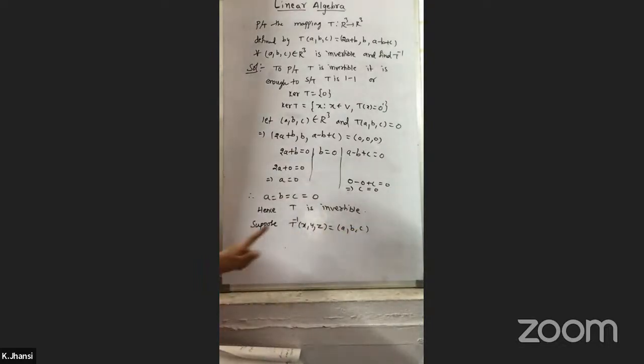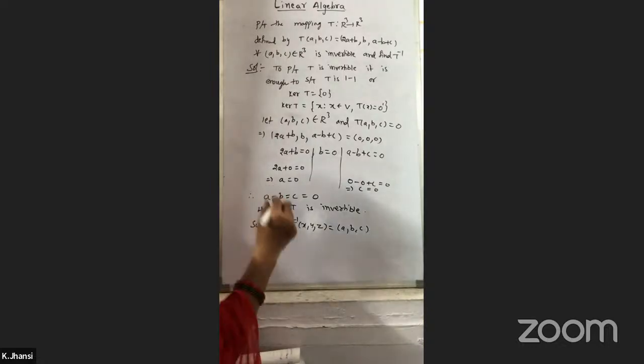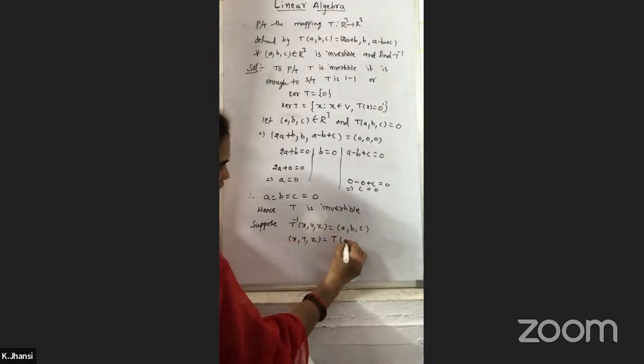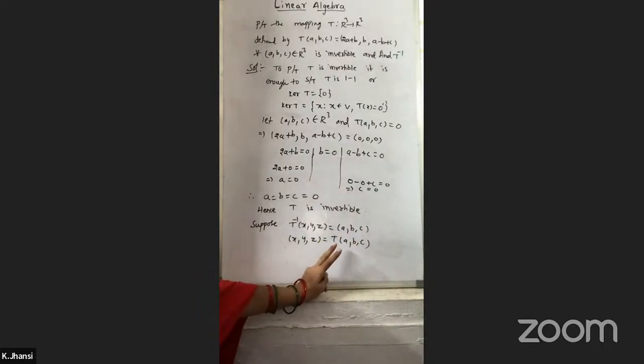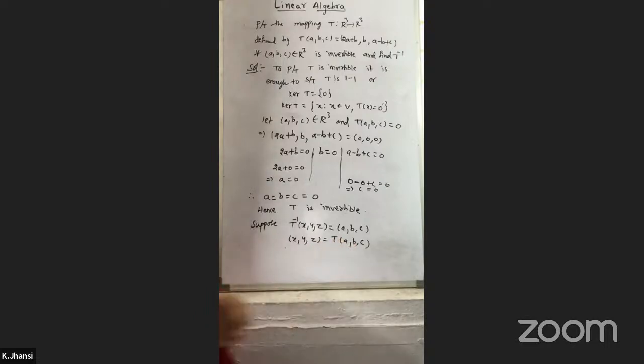Okay. So if you take the inverse on that side, what will happen? (x, y, z) is equal to T of (a, b, c). Now these x, y, z are the inverse values of T of (a, b, c). So now we have to find the x, y, z values.